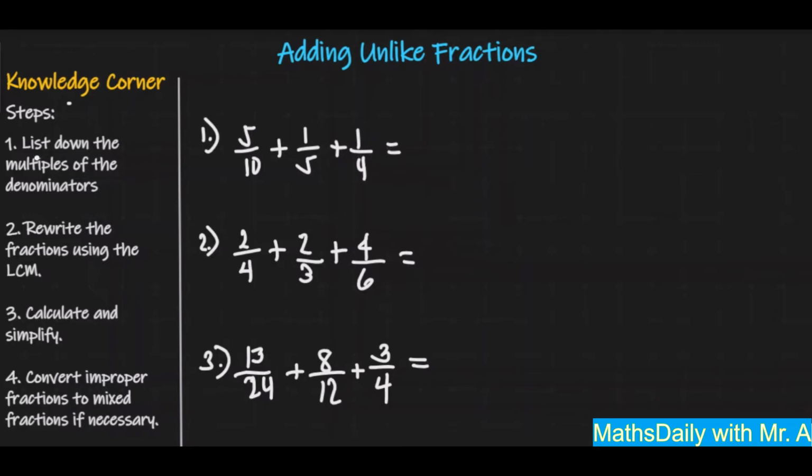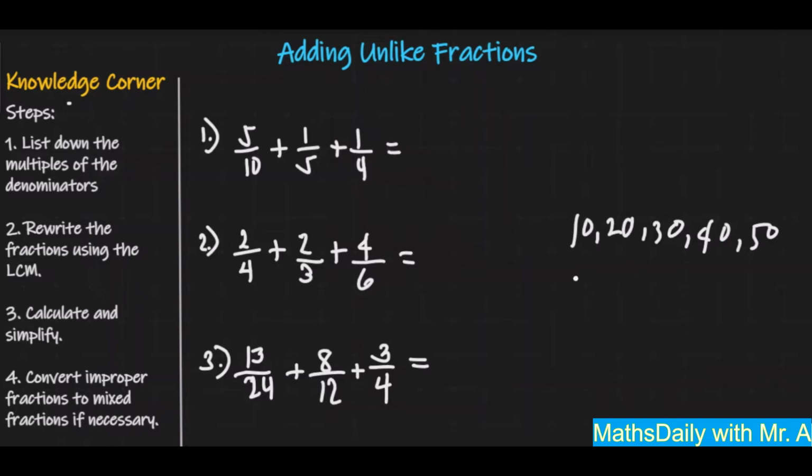Number 1, list down the multiples of the denominators. So our denominators are 10, 5, and 4. For 10, the multiples are 10, 20, 30, 40, 50. I will limit my list to 5 multiples for each denominator. However, if you can't find the LCM yet, you may continue the list.